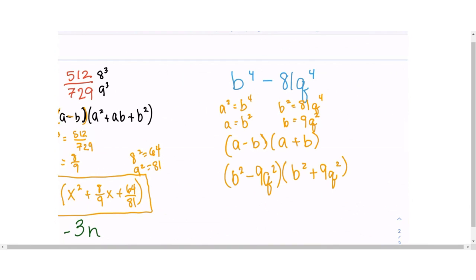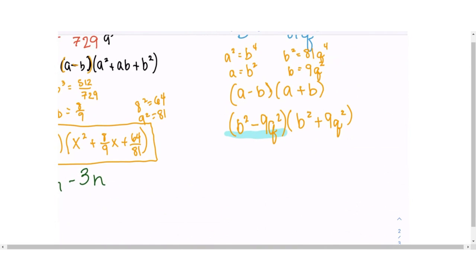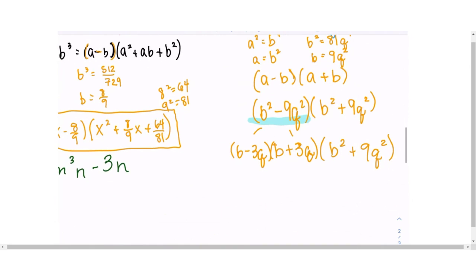But then we can keep on going on this one, on this part, because it's another difference of squares. So then the square root of 9 is 3. So then it's going to split into two of them. It'll be b subtract 3q and b plus 3q. Multiplied by b squared plus 9q squared. Okay, so that's the factor form of that one.